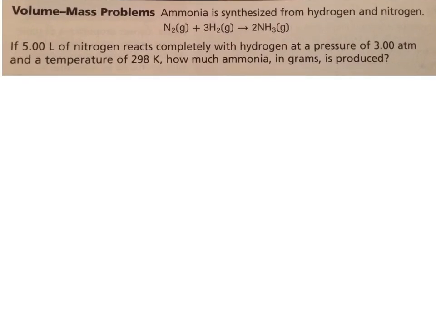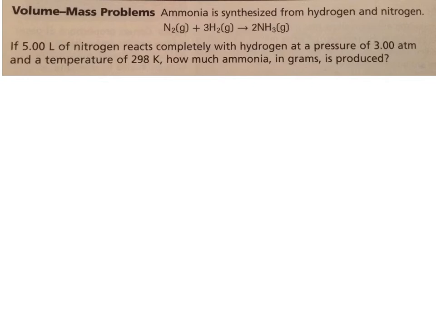Okay, and so what we have here is ammonia being synthesized from hydrogen and nitrogen, and we have 5 liters of nitrogen reacting completely with hydrogen at a pressure of 3 atmospheres and a temperature of 298 Kelvin. We want to know how much ammonia in grams is going to be produced.